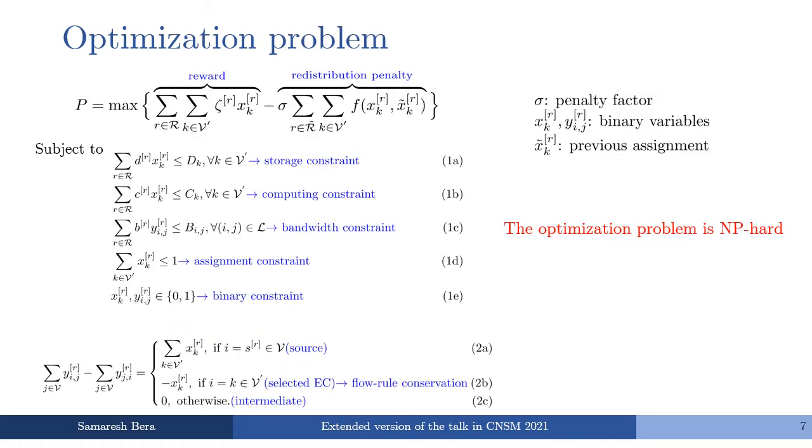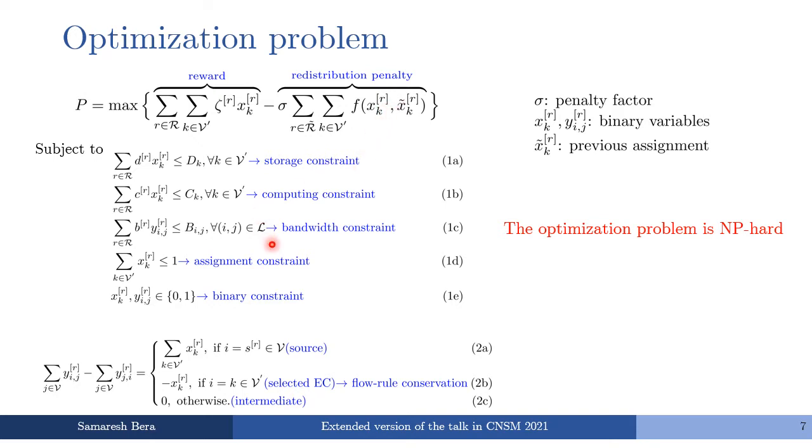So we formulated the optimization problem as the maximization of the total reward minus the penalty term associated with the active slice redistribution. If we look at the reward term, here we have zeta r, the reward associated with the slice request r, and we have the binary variable x_kr, which indicates whether request r is assigned to the edge cloud k, minus the penalty term where we have sigma as the penalty factor, and we have two variables. One is the current assignment and the other, x tilde_kr, is the previous assignment. So if the assignment changes, we have the redistribution penalty.